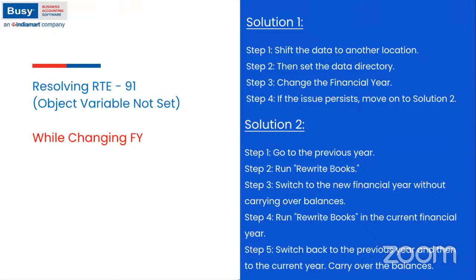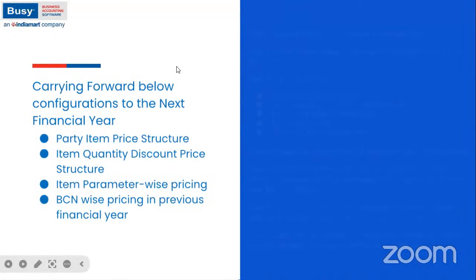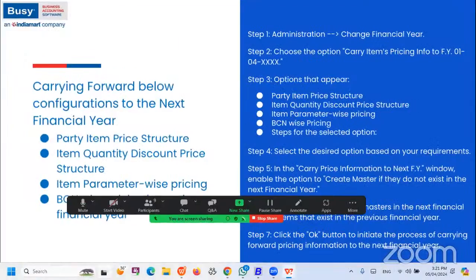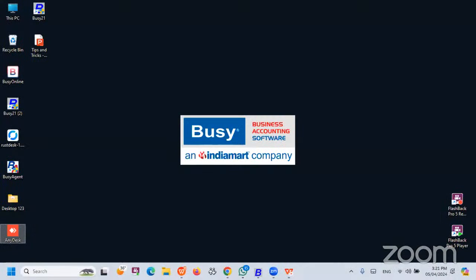All right, so this is the second point. Going further in our next slide, let me explain carry forward of the below configurations to the next financial year. What are the configurations? The first one is party item price structure. These settings are available in Busy. I can show you those settings.